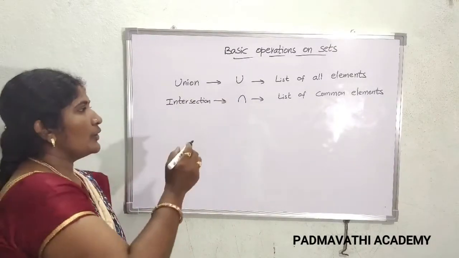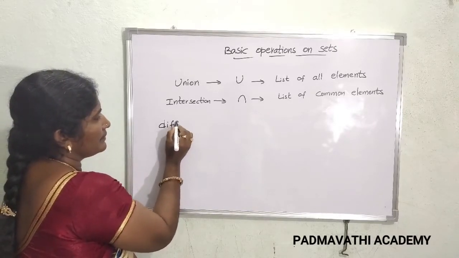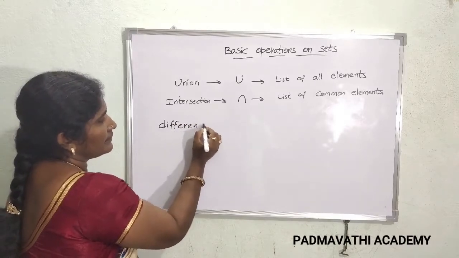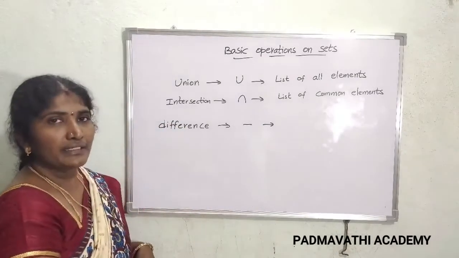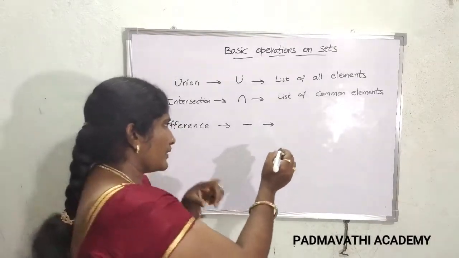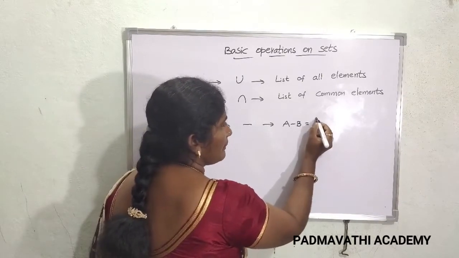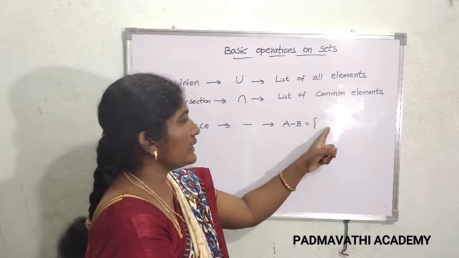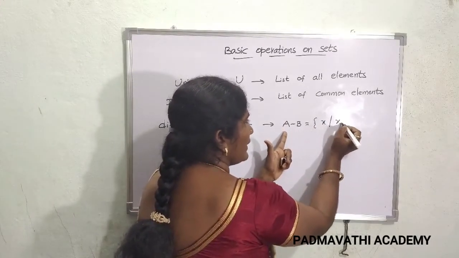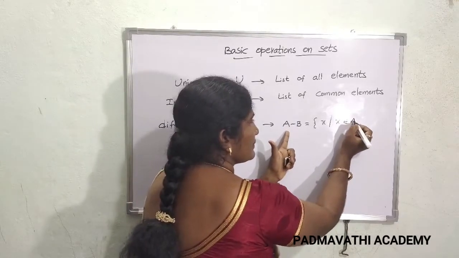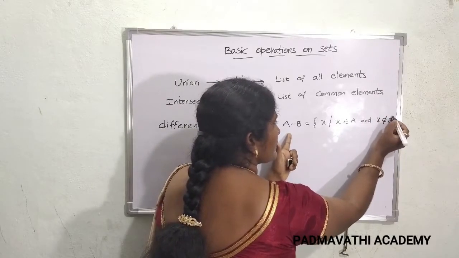One more is how to find the difference. Difference means we take a minus symbol. How to take difference? Suppose A minus B. A minus B means how to write? Here I am writing set builder form. A minus B means X such that X belongs to A and X does not belong to B.